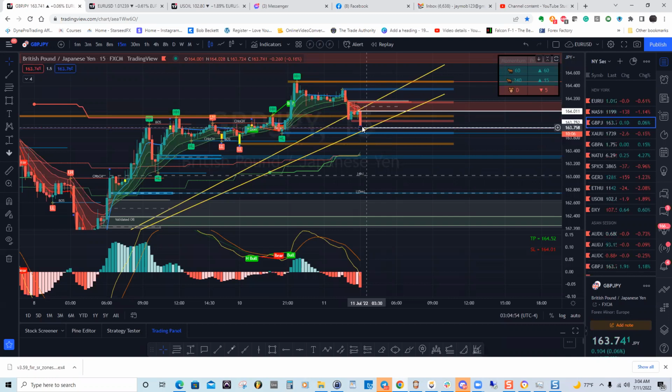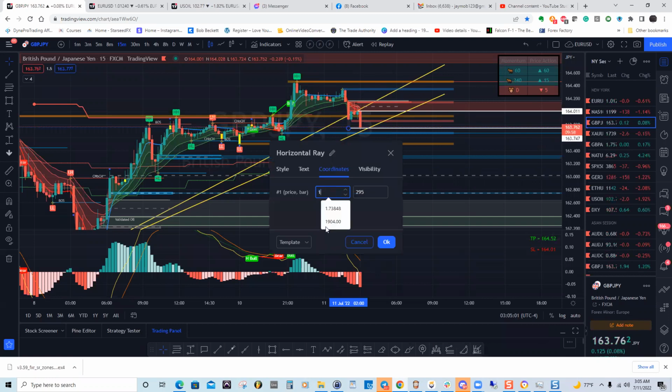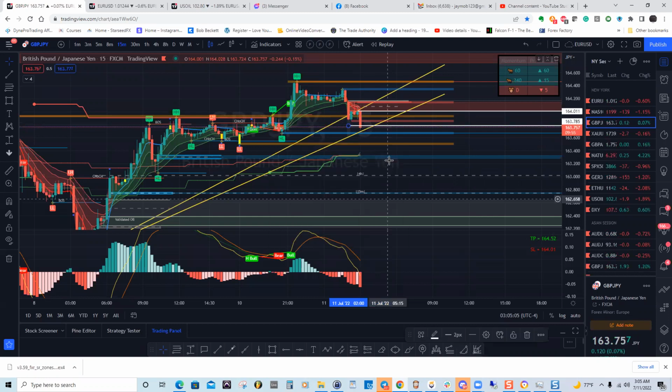Let me go over here. My entry is 163.785. That's where I entered. So you can see I'm kind of in profit right now. My entry should have been up here, but I didn't.